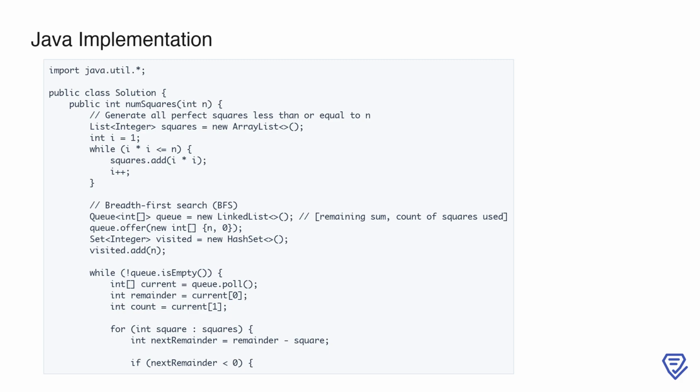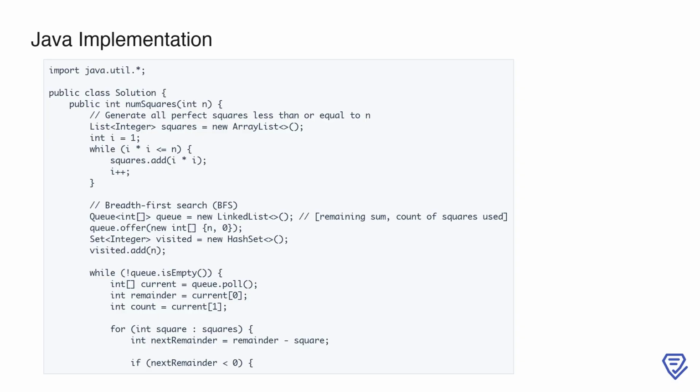We use a list called squares, and inside a while loop, we calculate the squares of integers starting from 1 and add them to this list until the square exceeds n. Next, we use the breadth-first search (BFS) algorithm to explore possible combinations of these squares. For BFS, we initialize a queue where each element is an array containing two values, the remaining sum and the count of squares used so far. Initially, we start with the full value of n and a count of 0.